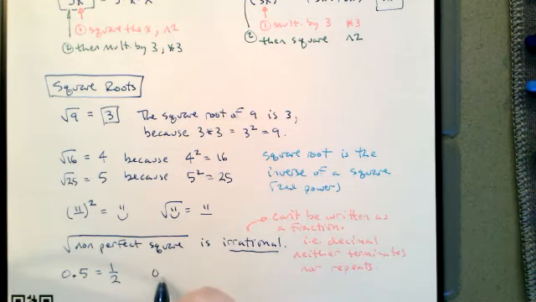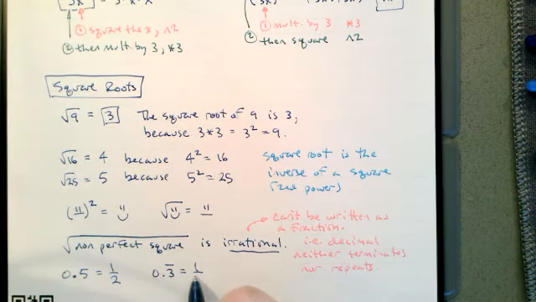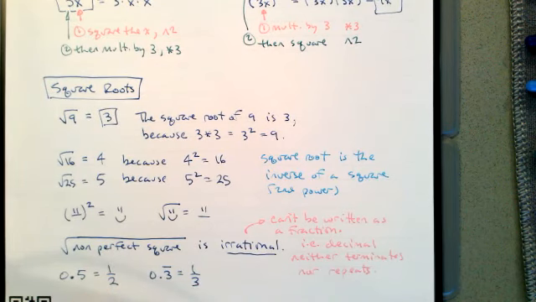0.3 repeating. Here's a decimal form that's repeating, and I can write it as a fraction. That's 1/3. Here's a repeating decimal, 0.3 repeating, and here's 0.5, that's a terminating decimal. But the square root of 7 is irrational. It's the square root of a not perfect square. So that's what irrational means in a mathematical sense.